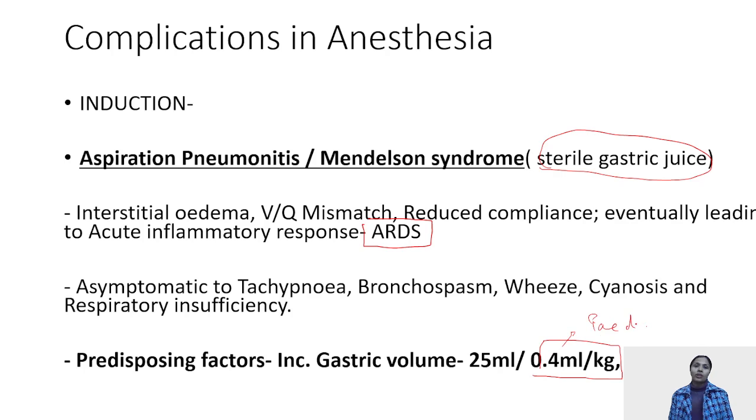The patient can present asymptomatically also, and also with features of respiratory distress like tachypnea, bronchospasm, wheeze, cyanosis, or respiratory insufficiency, eventually leading to ARDS. Such patients have a history that maybe the patient was full stomach at the time of induction, the patient vomited, and eventually the saturation began to fall. We could hear the creps in the chest. So what would be the diagnosis? The diagnosis is aspiration pneumonitis or Mendelssohn syndrome.